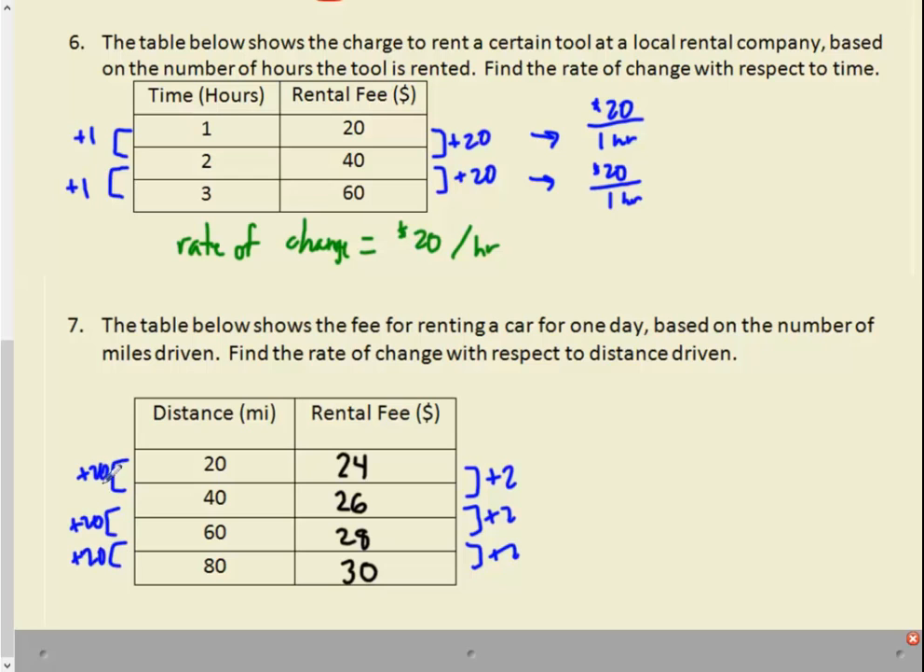Now, it's not important that we're going up by the same amount each time. What is important is that this ratio, 2 over 20, stays the same. So the rate of change is equal to, we're paying $2 to go 20 miles, and we would like to get a unit rate out of that. So in other words, how much are we paying per mile? If you take 2 divided by 20, you'll get 1/10. So in other words, it's 10 cents per mile.